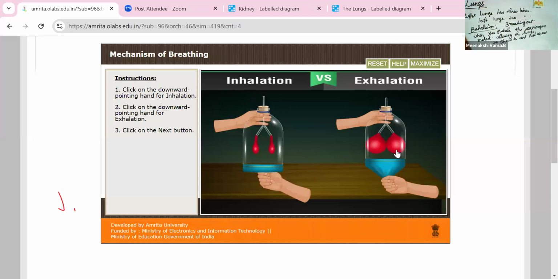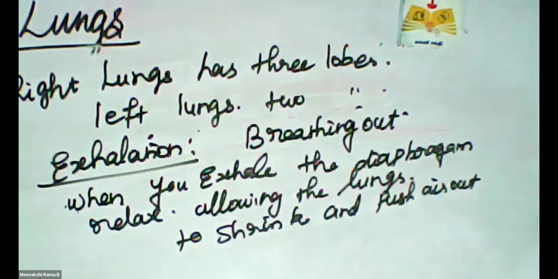In the exhalation process, the air is exhaled, removed from the lungs part. So the air comes out from this area. So this process is known as exhalation. Inhalation and exhalation. Inhalation means taking of air. Exhalation means removal of air. I think it is very useful. I think you understand the concept of inhalation and exhalation. So this is the function of lungs.